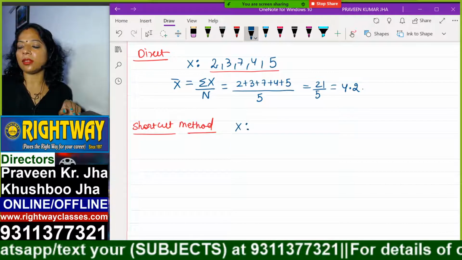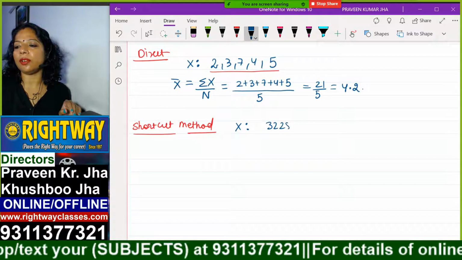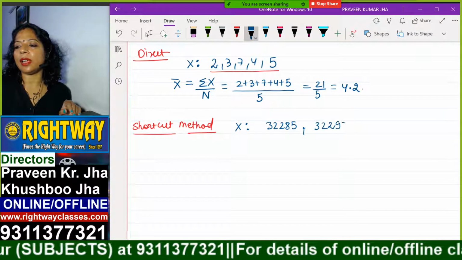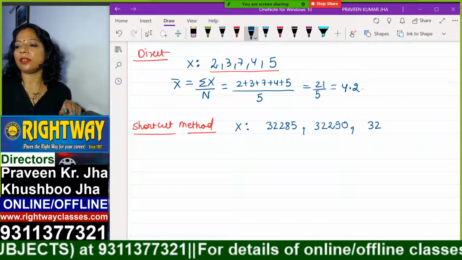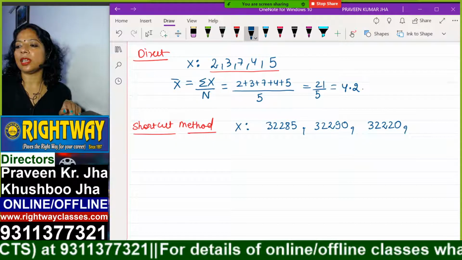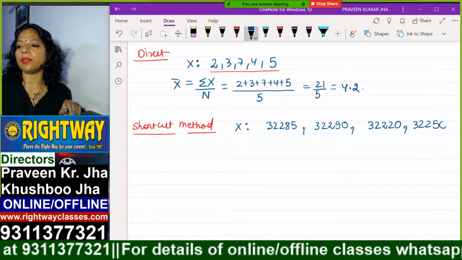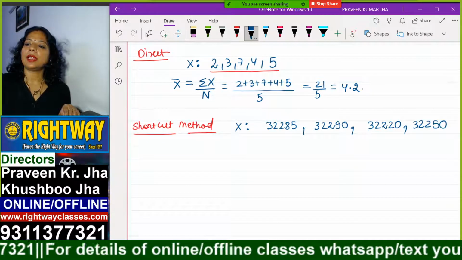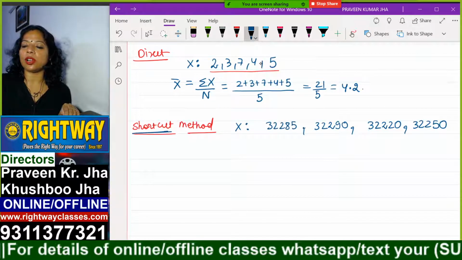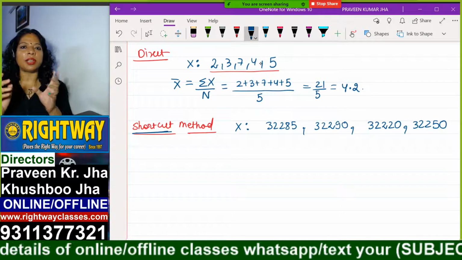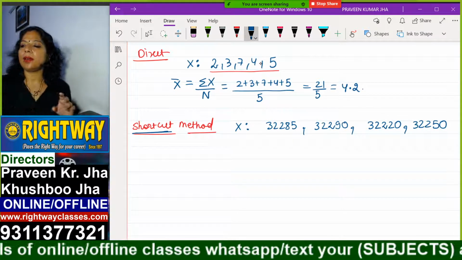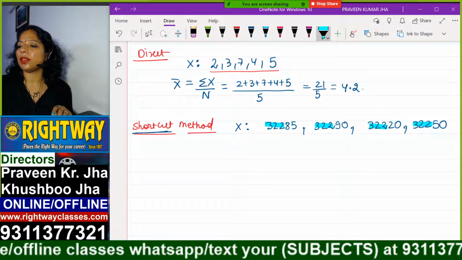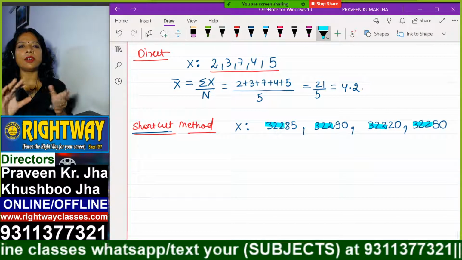Suppose x is given as 32,285, next is 32,290, next is 32,220, 32,250, like this, and we have to find the average. Then here we should use the shortcut method, because each and every data is similar. Similar means their first 3 digits are the same. So all are near to each other.